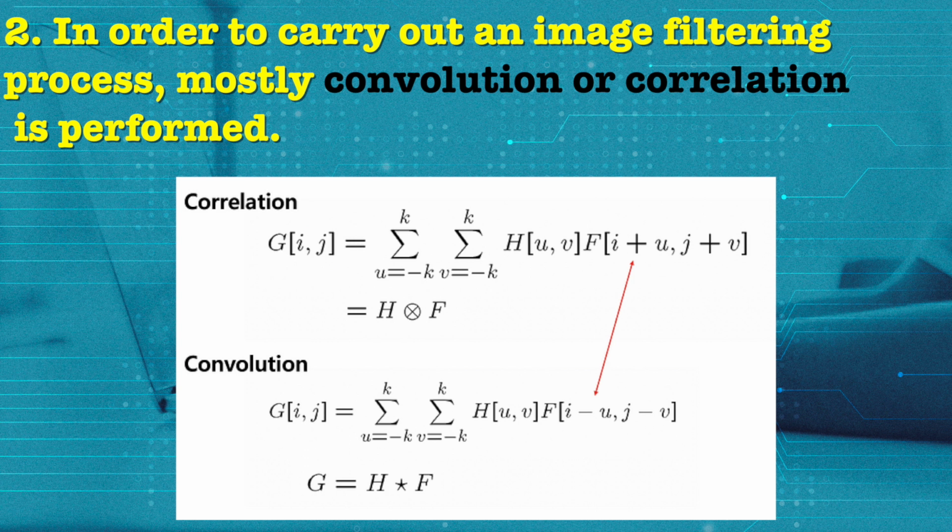And in convolution there is a negative sign, so there is f(i minus u, j minus v), and the result is h cross f, meaning when we apply this to any image, then we have to take the convolution. The result of this convolution will be the result of the filtering process.